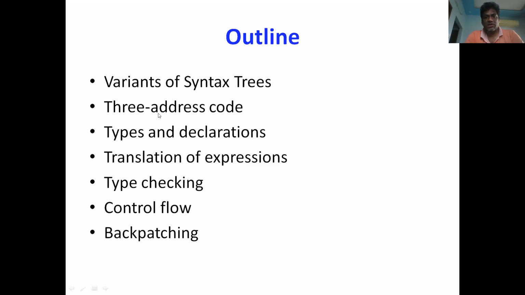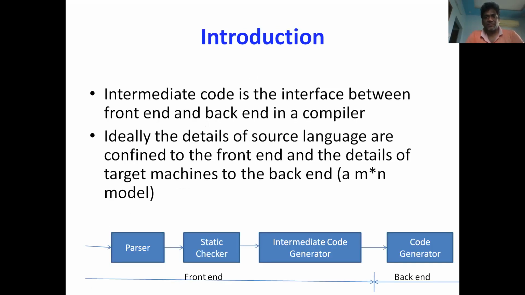So this is the syllabus for your fourth unit. So let us begin the chapter. So what exactly is this intermediate code representation, and where does it lie in the phases of the compiler? We all know that compiler phases can be divided into two parts. One is the front end of the compiler, and the second one is the back end of the compiler. The intermediate code generation phase acts as an interface between the front end and the back end of the compiler.